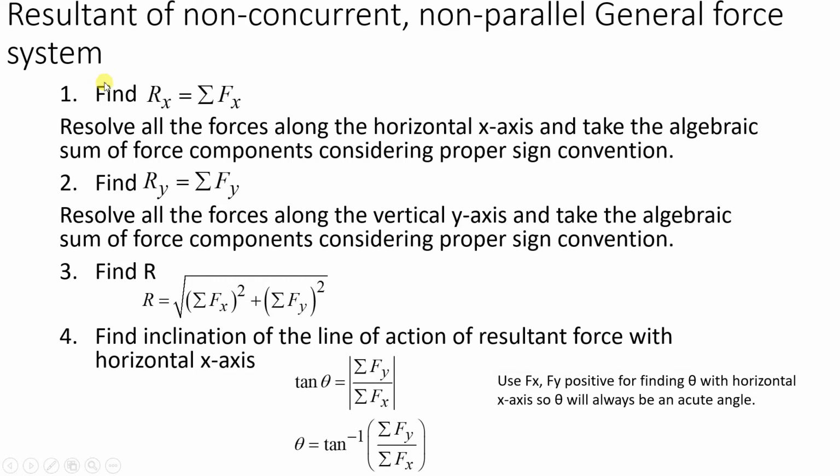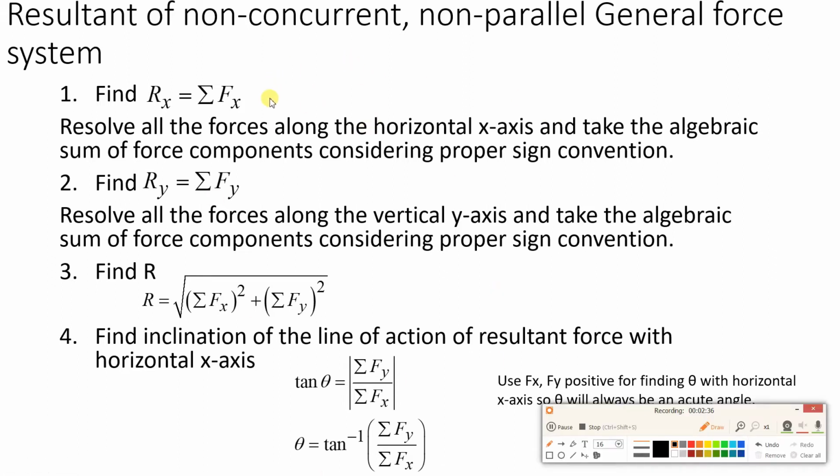Now if you recall your concurrent force system, in that also we had these 4 steps. Same step number 1, step number 2, step number 3, and step number 4. These were there in which system? Concurrent. Concurrent means all the forces are passing through a single point, line of action of all the forces.